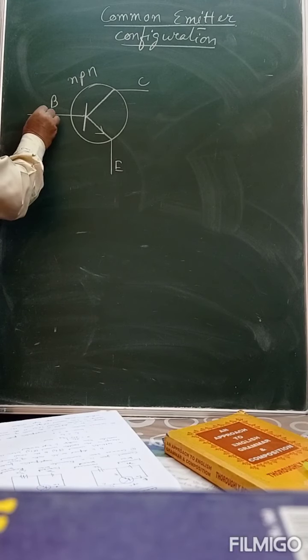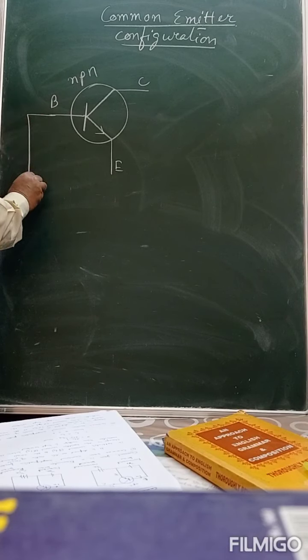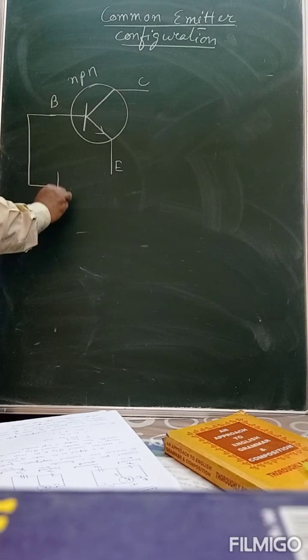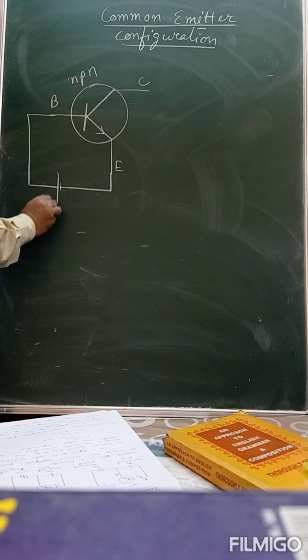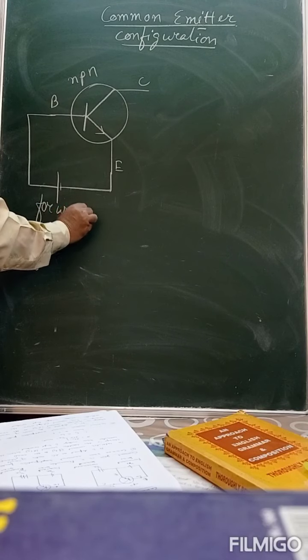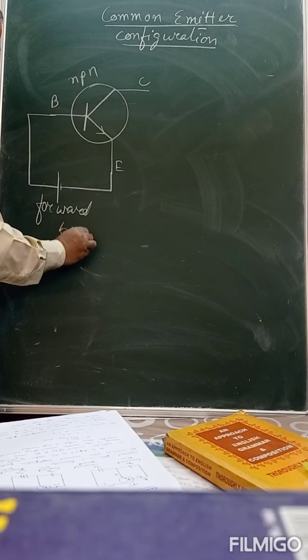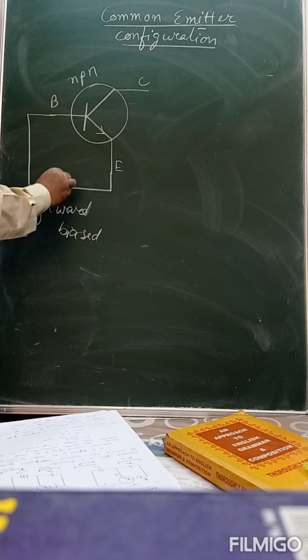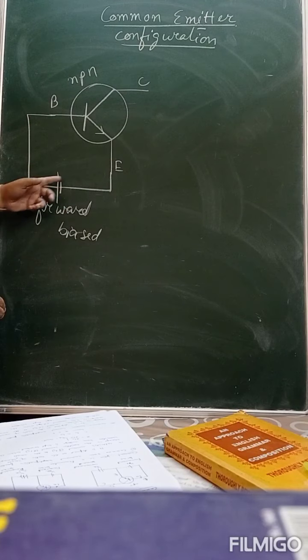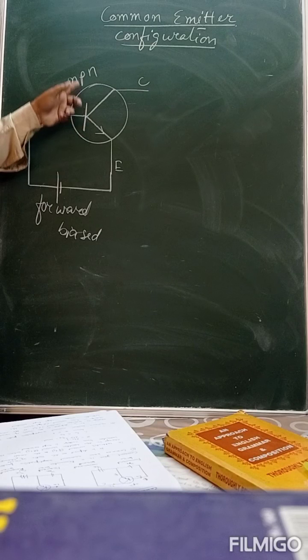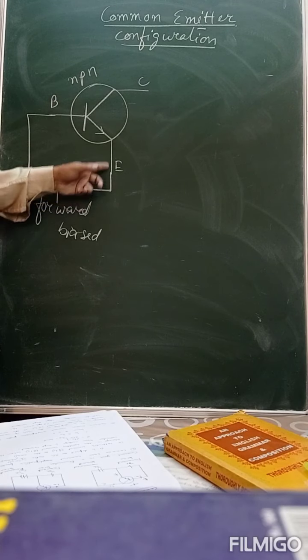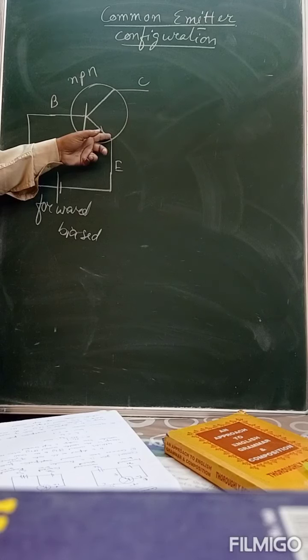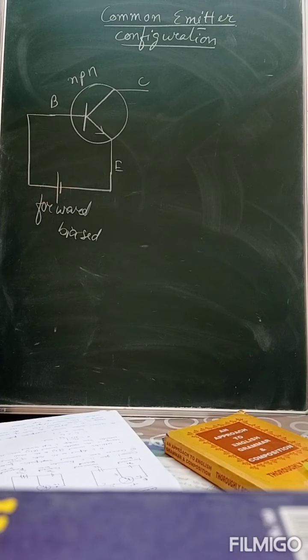The base emitter junction should be forward bias. So base is P, therefore the base emitter junction is forward bias. For this, we should give positive to the P type base and negative to the N type emitter. Base emitter junction is forward bias.